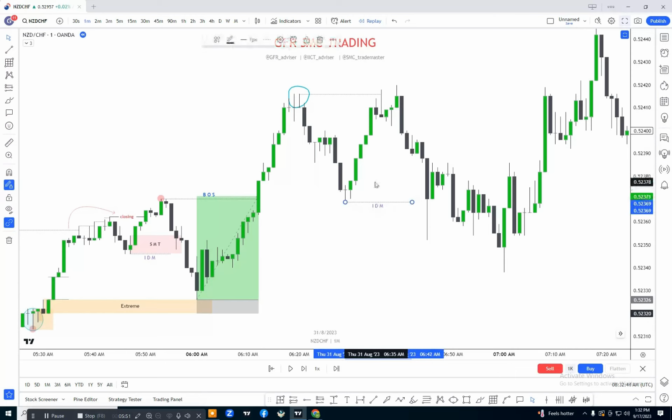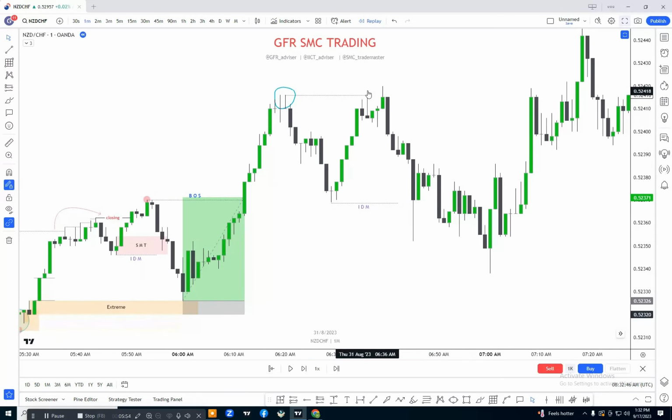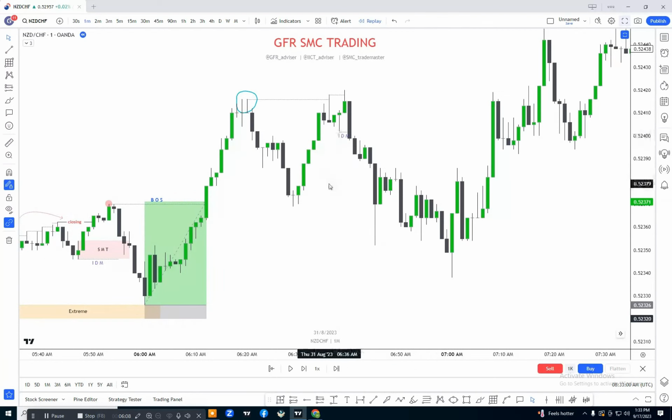to that area. Now for this high, our inducement was here, but the market again swept the high at this point. In this case, our inducement will simply shift from this point to this point. Now our inducement is here.